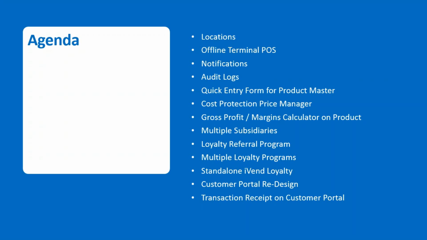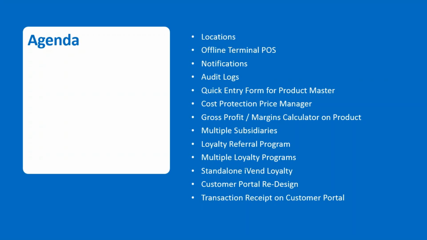We can have a look at the quick entry form for product master. We will be able to see the quick entry form for the product wherever you would like to make certain changes in the iVend standard functionality. We have the cost protection price manager, which is again a new incorporation in our iVend 6.5. We are going to talk about it. We have the gross profit and margin calculator on the product.